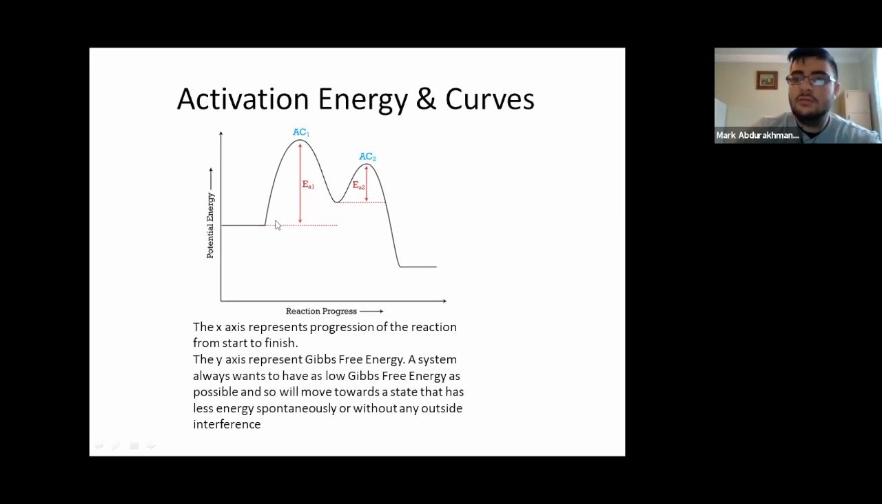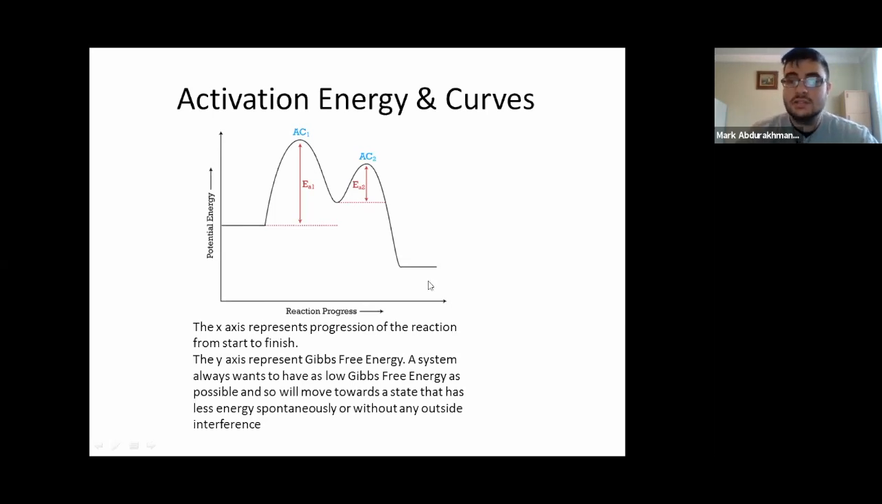Ideally, in nature, everything wants to go to its lowest possible energy form. So as you can see here, this has a high energy because it's higher up on the graph, like on the y-axis. It has higher energy, the reactants, than the product. The products have a lower energy, potential energy, Gibbs free energy. That means it's actually favorable for the reactants to be converted into products. Nature wants this to happen.